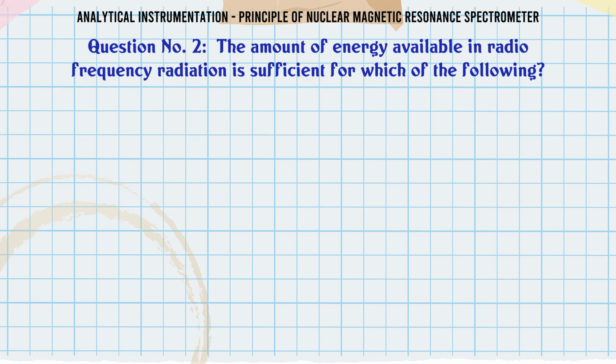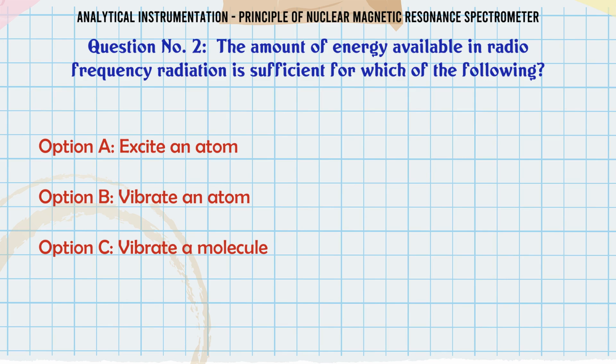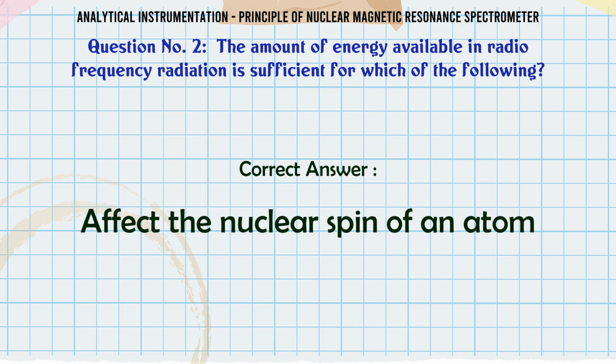The amount of energy available in radio frequency radiation is sufficient for which of the following? A. Excite an atom. B. Vibrate an atom. C. Vibrate a molecule. D. Affect the nuclear spin of an atom. The correct answer is affect the nuclear spin of an atom.